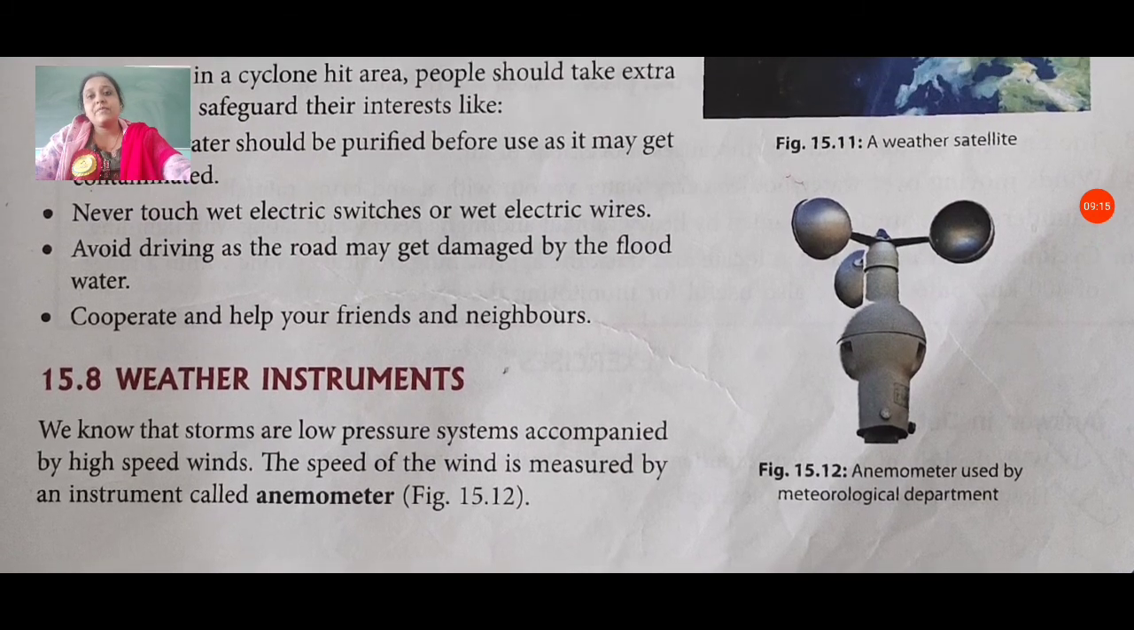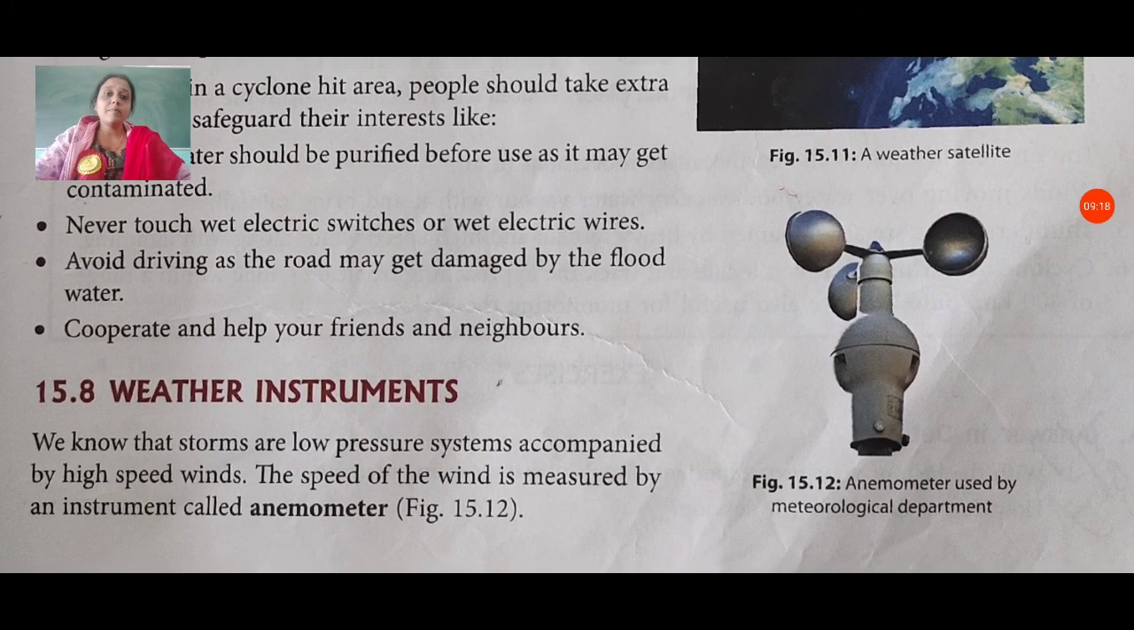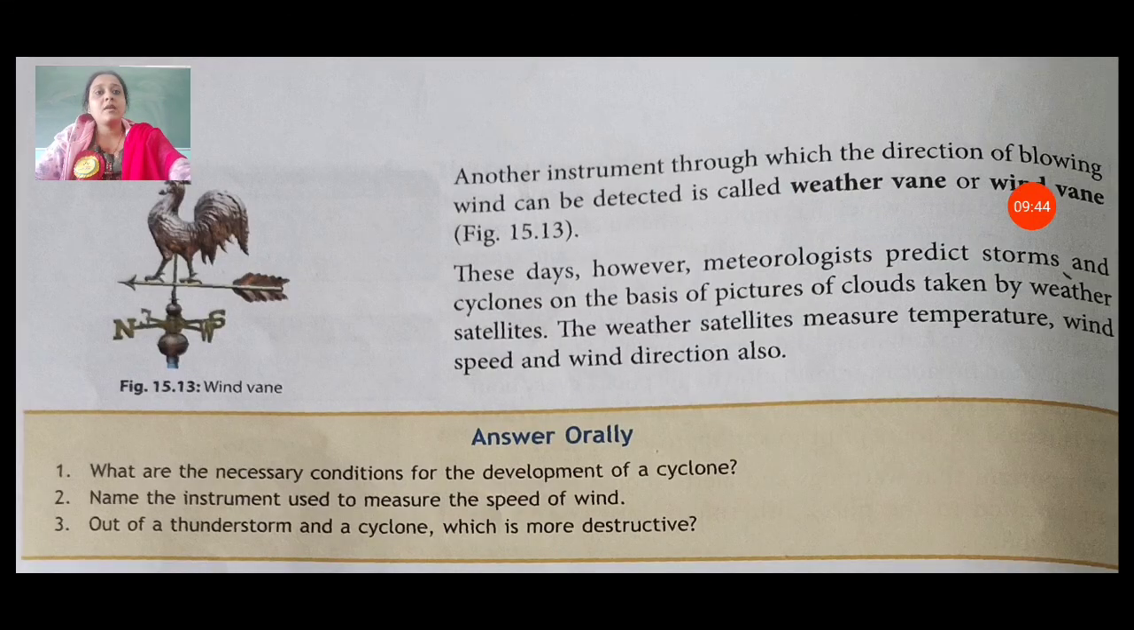Weather instruments. We have also here another topic, weather instruments. We know that storms are low pressure systems accompanied by high speed winds. The speed of the wind is measured by an instrument called an anemometer. We also have instruments to measure the weather. You can see here in figure 15.12 the figure is also available. You can see another instrument through which the direction of blowing wind can be detected, called a weather vane or wind vane. You can see here in 15.30 the weather vane or wind vane.